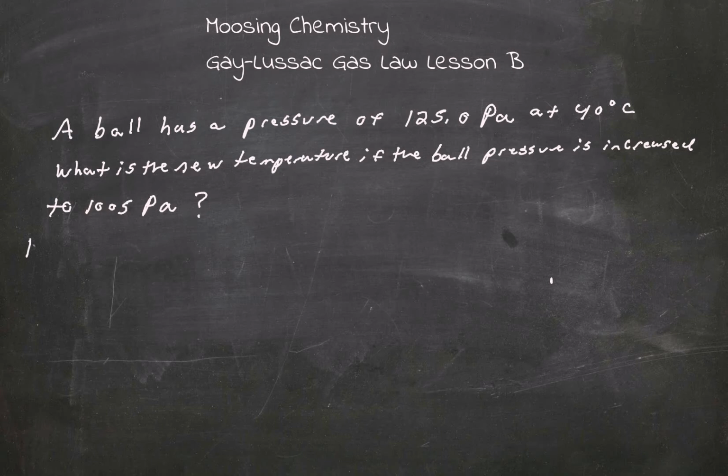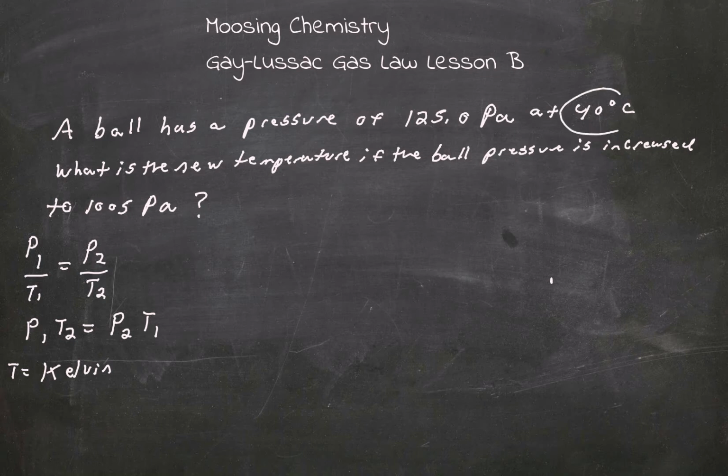First thing I want to do is make sure I write down Gay-Lussac's law. It's always good to practice writing down the law. That way you don't forget it. So P1 T2 equals P2 T1. And remember that temperature has to be in Kelvin, right? Is this in Kelvin? No, that's in Celsius. So we're going to do something different here. To convert Celsius into Kelvin, it's pretty easy. We just go K equals C plus 273.15. How easy does that get?